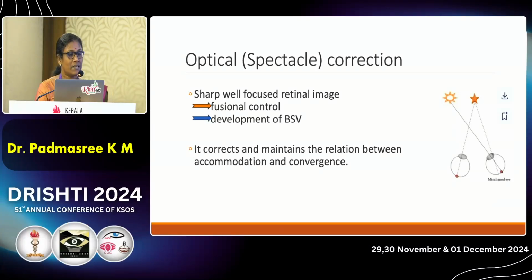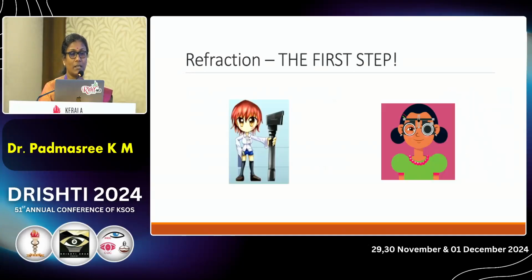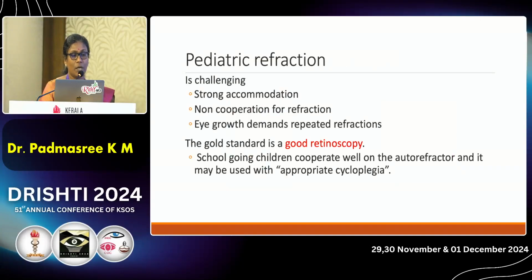How does the optical correction help? It gives us a sharp, well-focused retinal image which will help in functional control and also the development of BSV. It also corrects and maintains the relation between accommodation and convergence. So for optical correction, refraction is our first step. Pediatric refraction, as you know, is challenging because of the strong accommodational tone in children, and the eye growth demands repeated refractions also.